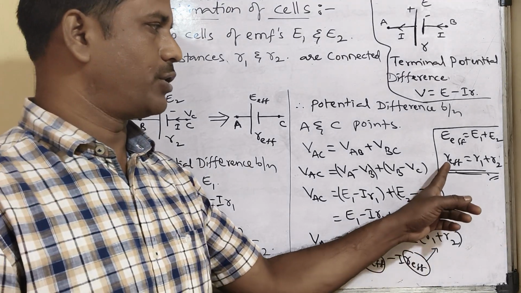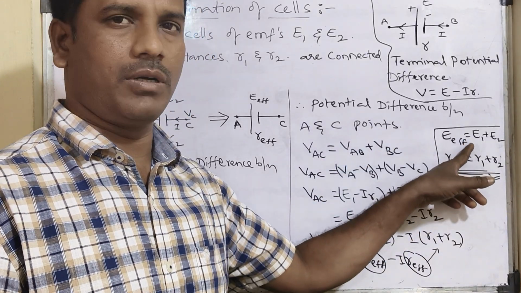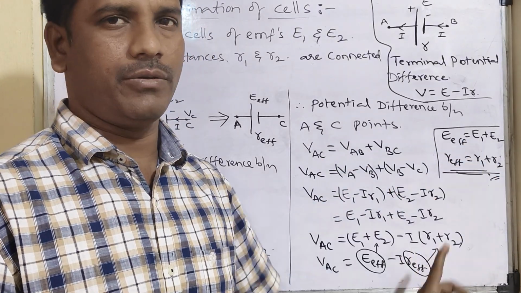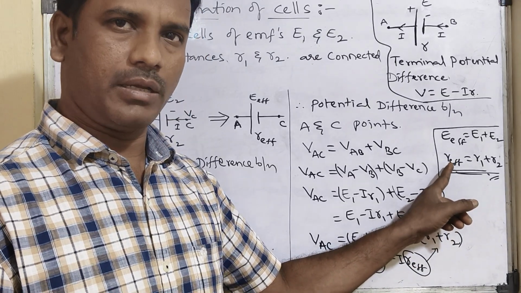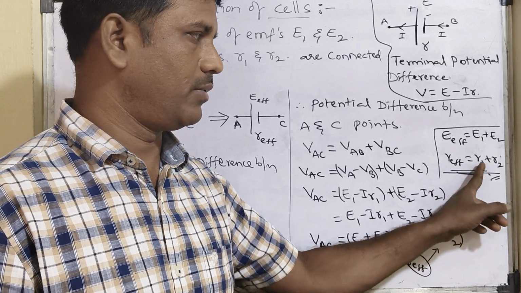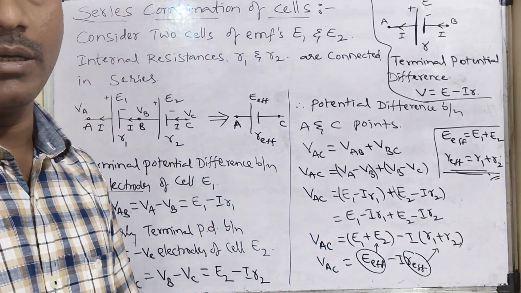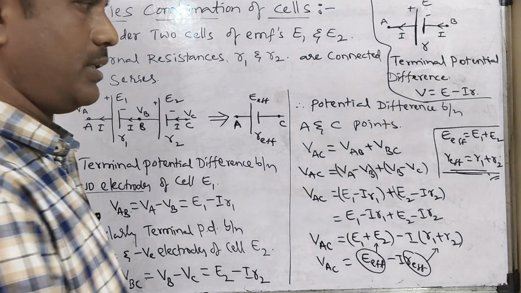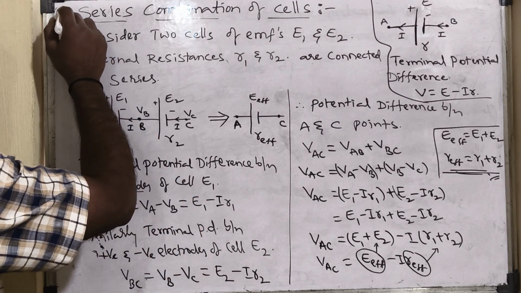So the conclusion is that the effective EMF of two cells in series combination is equal to the sum of the individual EMFs. Finally, the effective internal resistance of two cells in series combination is equal to the sum of the individual internal resistances. So this is the series combination of cells. It is also one of the important questions for 5 marks.